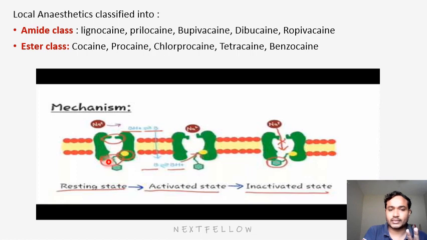Normally there are two phases, resting and active. Here there is one more stage, that is inactive. They make the channel inactive. How do they act? These are basic drugs. When they enter, they go from the unionized form to the ionized form. Once they become ionized, they block the local anesthetic receptor. Once they block the receptor, sodium influx gets blocked. That's it.